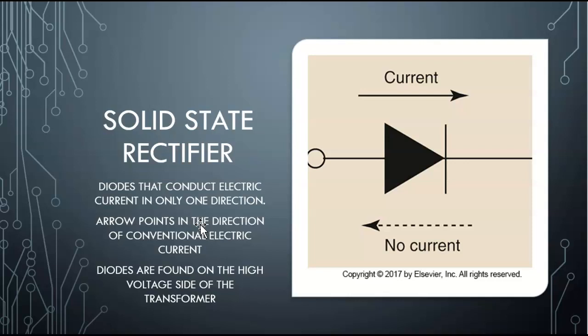So this is what the symbol for a rectifier is. This is a solid state rectifier. As you can see, the current is heading that way. So diodes conduct electric current in only one direction. The arrow points in the direction of the conventional electric current flow. Okay, so diodes are found on the high voltage side of the transformer.